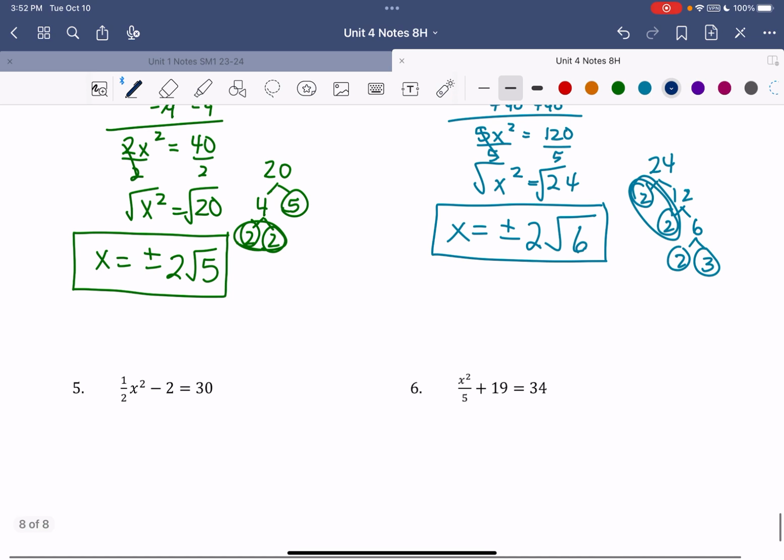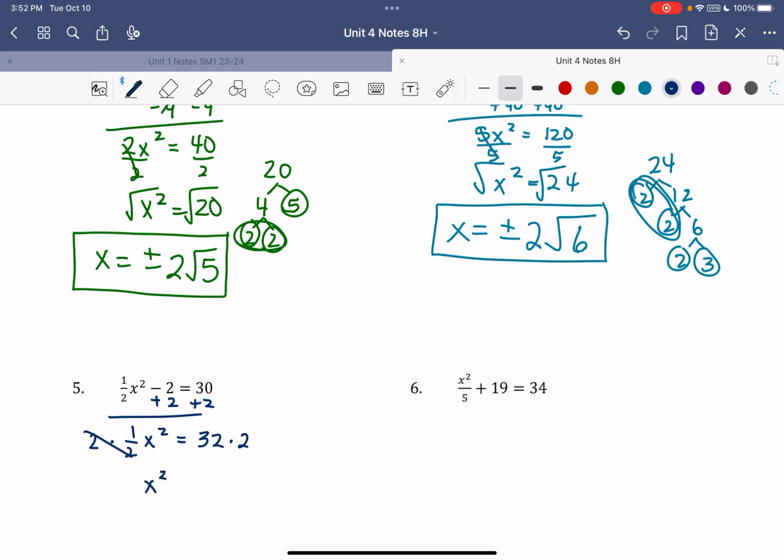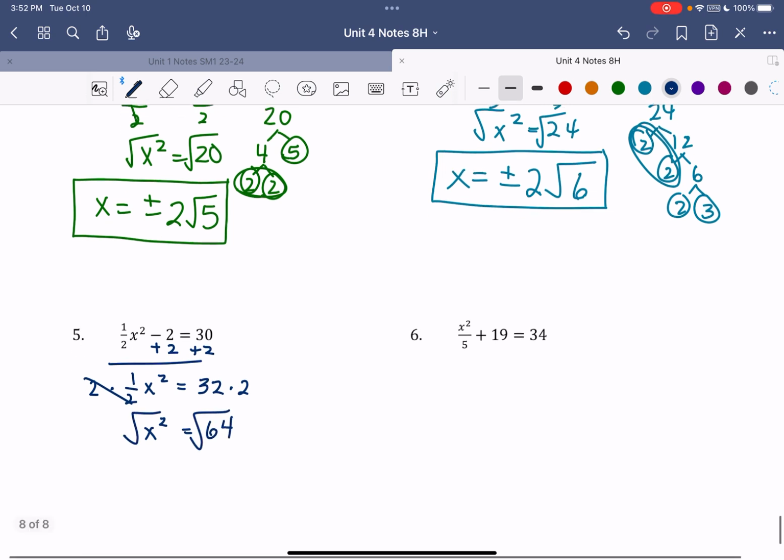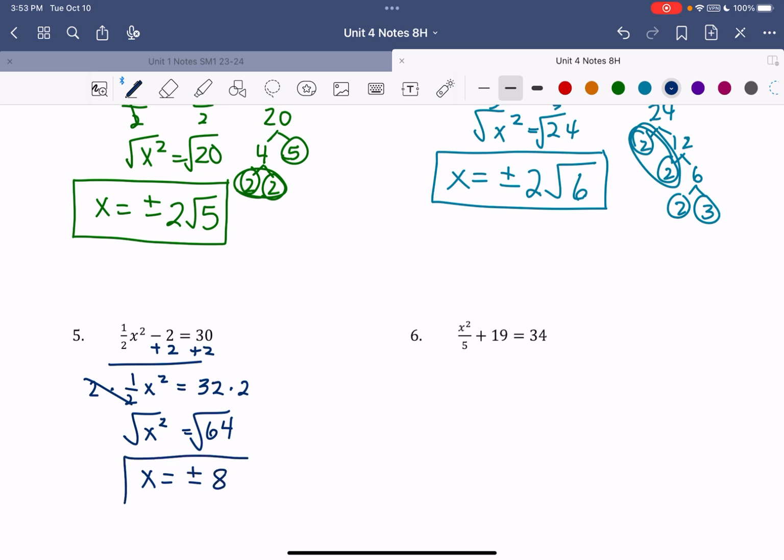All right, number 5, we're going to add 2. So we have 1/2 x squared is equal to 32. Then to undo multiplying by a half, we're going to multiply by 2, its reciprocal. So now x squared is equal to 64, square root, and 64 is a perfect square. So hopefully you have those perfect squares memorized and you can just give me the answer.